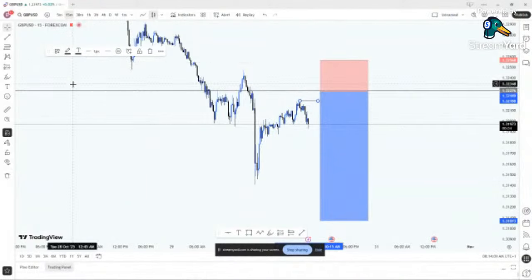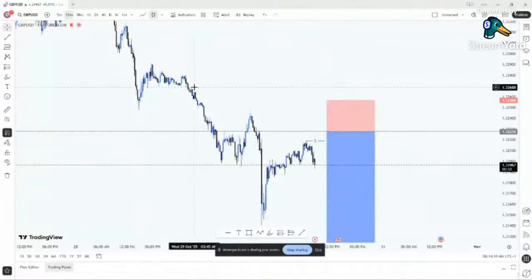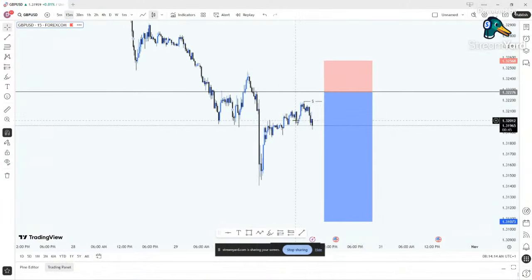I believe you guys are seeing the reason why I'm not considering that higher POI. We have another POI at the top. That POI is also very much valid, but this one is closer to the price. And if it has liquidity, this is the best POI to take a trade.